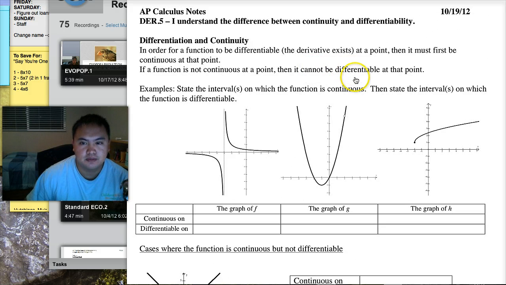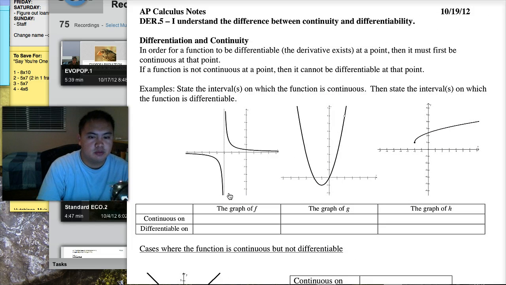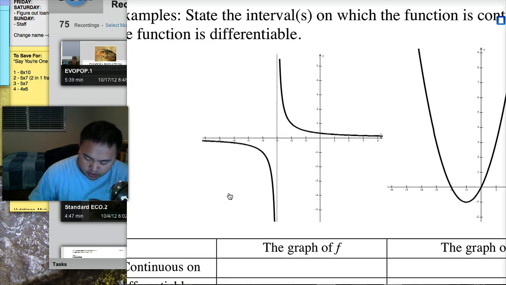Hopefully that makes sense. State the intervals on which the function is continuous, then state the intervals in which the function is differentiable. So we're going to look at three graphs here, 1, 2, and 3. And just by looking at these, we're going to talk about whether they are continuous or differentiable, and where they are continuous and differentiable. Looking at the first one, you see two lines.